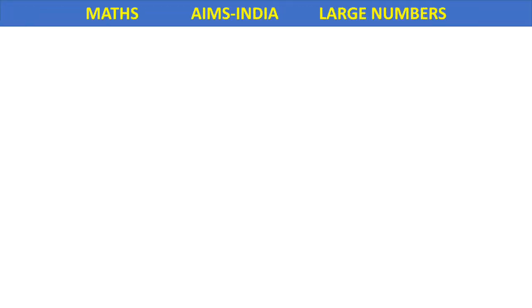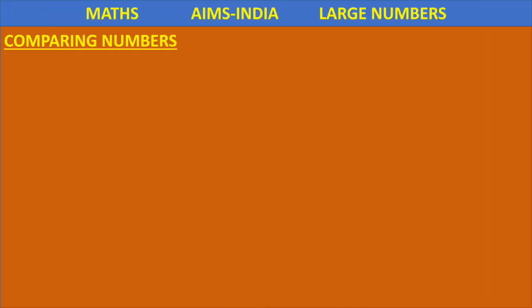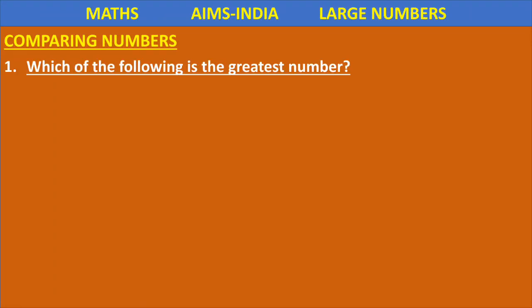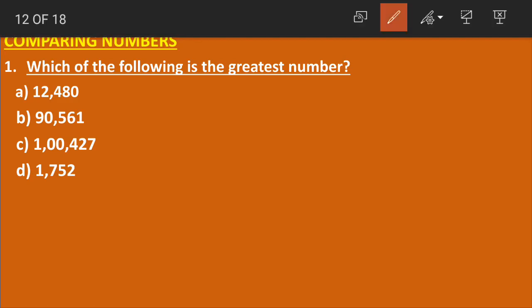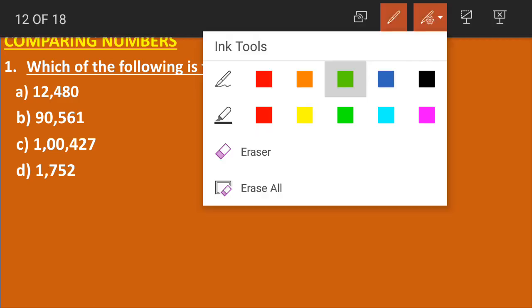What did we learn today? We learnt about comparing numbers. We learnt about ascending order and descending order. Now let us solve some questions. Okay. First question is, which of the following is the greatest number? Option A, 12,480. Option B, 90,561. Option C, 1,04,27. Option D, 1,752. First, if you look at it, which is the largest number here, children?